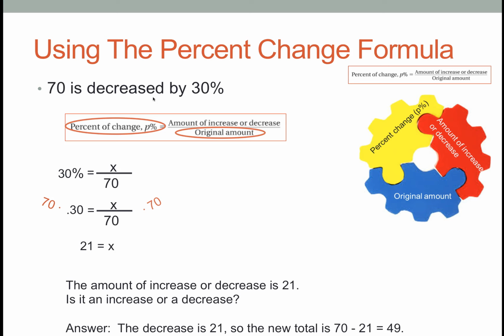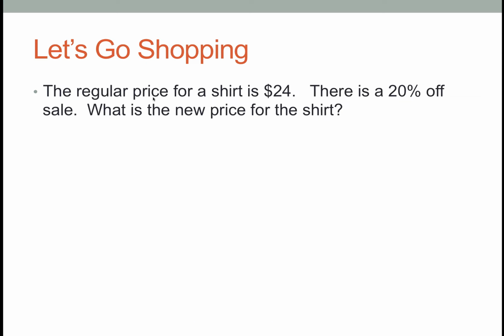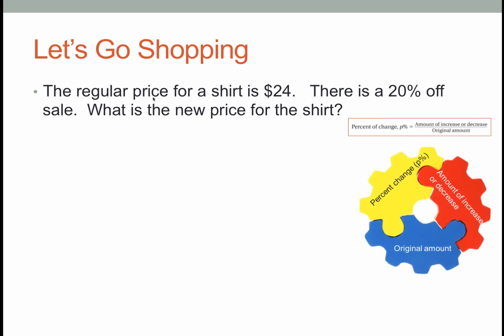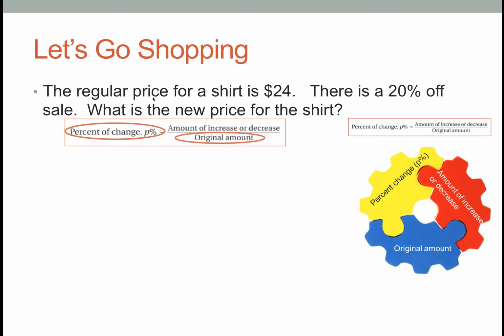All right, let's try another one. Let's go shopping, right? We love to go shopping. We're going shopping for a shirt. The regular price is $24. There's a 20% off sale. So what's the new price for the shirt? Well, which two do we have? We know we have the percent change, and we know we have the original amount. So we need to find the amount of our increase or decrease, and then the new value for the shirt. So we set up our equation. Actually, I'll have you pause here, set up the equation, and then come on back.